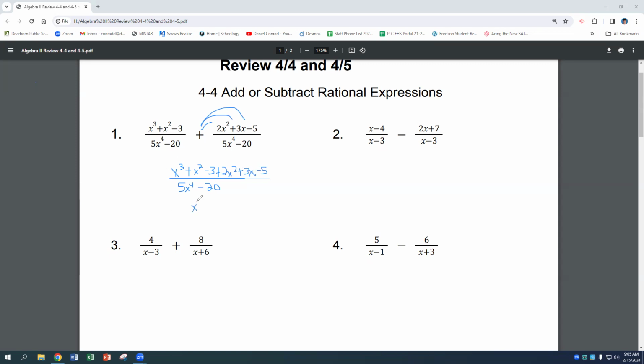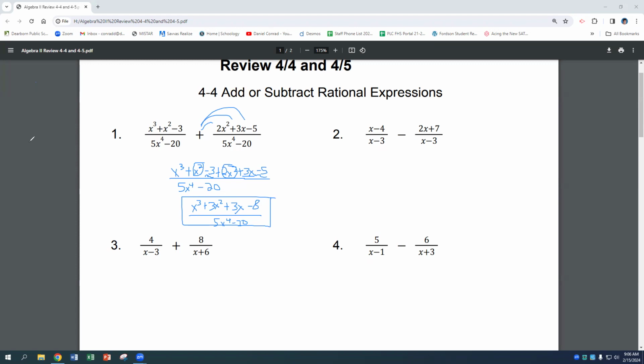So I have 1x to the 3rd. Okay, x squared, I have 1x squared and 2x squared is going to give me 3x squared. I have 3x, so plus 3x. And then minus 3 and minus 5 is going to give me minus 8. And it's all over 5x to the 4th minus 20. Okay, and that's going to be my solution right over here.